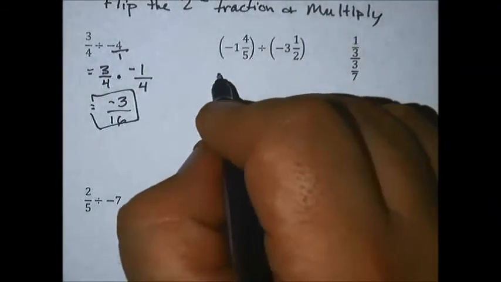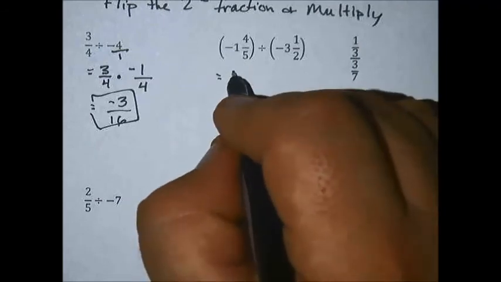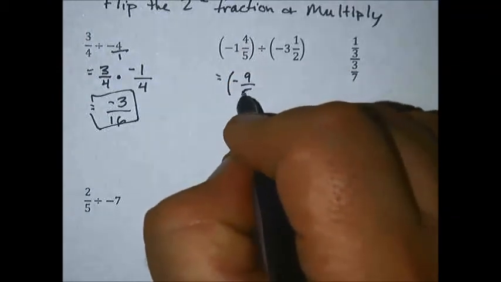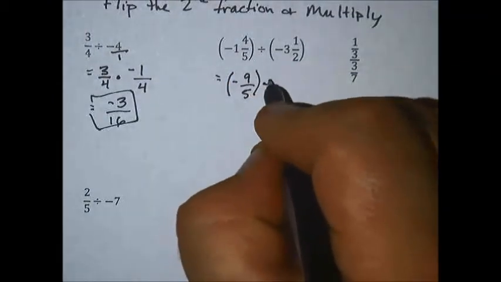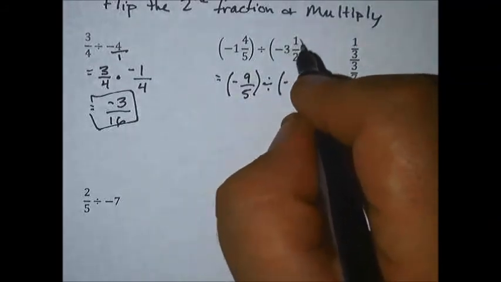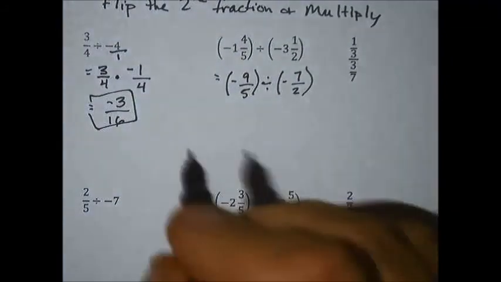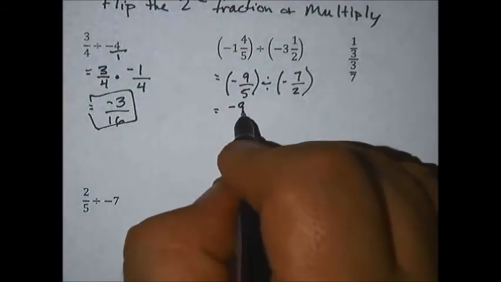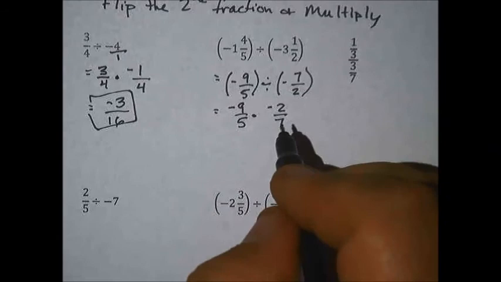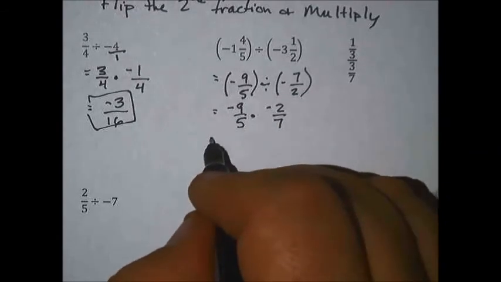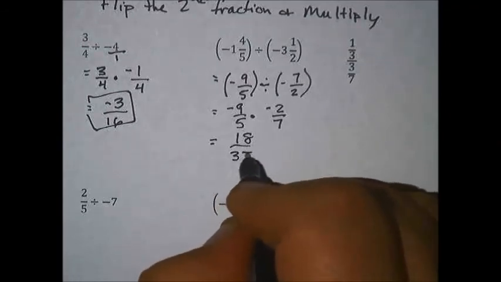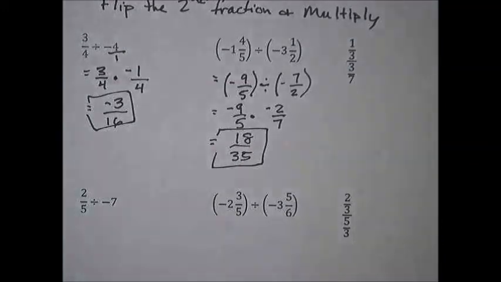Two mixed numbers. We have a negative here. 5 times 1 is 5, plus 4 is 9, so I have 9/5. Divided by 2 times 3, it's a negative, hold on. 2 times 3 is 6, plus 1 is 7, 7/2. Flip the second one and multiply. -9 over 5 times -2 over 7. So I flipped it. -9 times -2 is 18. And 5 times 7 is 35. No reducing going on there.